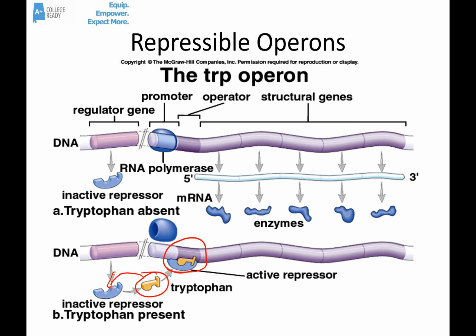That's going to be the case until the tryptophan in the environment gets used up. Once it's used up, this tryptophan that was attached to the repressor is also used. Once that happens, the repressor protein goes back to its inactive shape, and the structural genes will once again be expressed. So again, this works very much like a negative feedback loop. It's a way for bacteria to control the expression of their genes in relation to changes in their environment. It's very important for controlling and conserving resources.